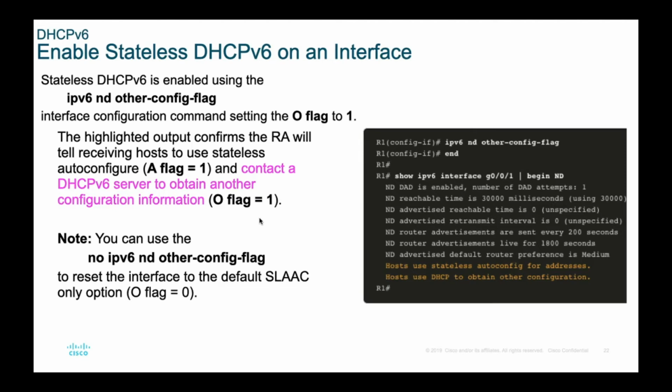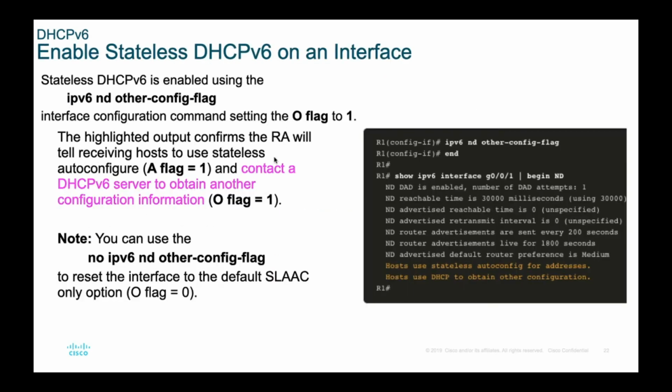Okay, to turn on the O flag, you need to use the command IPv6 nd other-config-flag inside the interface where you would like to advertise DHCP or SLAAC. Remember, when you configure an IP on the interface, it will advertise RA. So if you also would like to advertise O, other info, you just give this command. If you'd like to remove it, you just put a no in front of it.